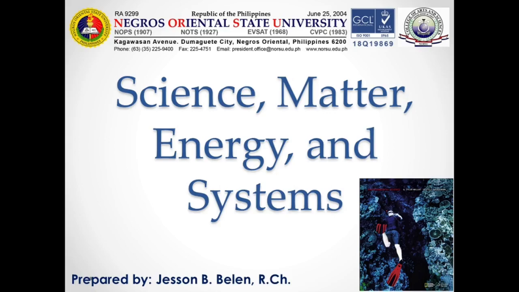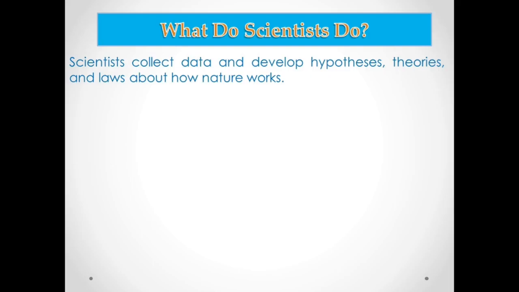Okay, so what basically is science and what do scientists do? Scientists actually collect data and develop hypotheses, theories, and laws about how nature works. And how are they able to do that? They use what we call the scientific process or the scientific methods. But before we discuss scientific processes and methods, let's first know what science is.